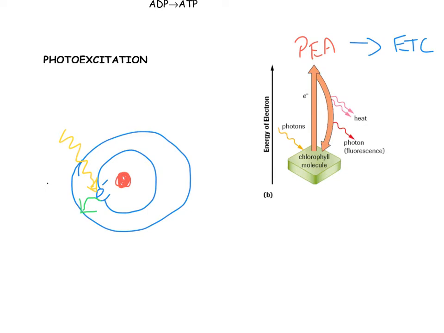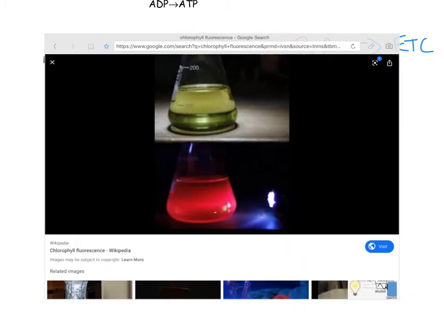As a result of that transfer, we might see some heat loss because no transfer is 100% efficient. And we might see a little bit of fluorescence because not all of the energy may be accepted by that primary electron acceptor. If we were to actually look at chlorophyll under a UV light, we would see that it would appear sort of red. That's symbolized by this red little line here in that photon. So that fluorescence it would be giving off would be sort of red in color.